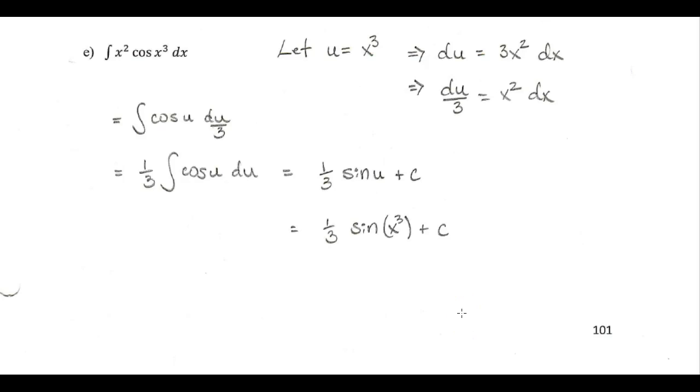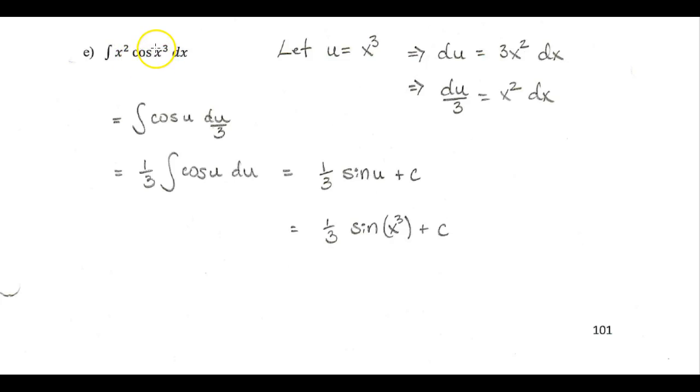Okay, we have finally reached the last part of our last example in Calc 1. This is example 86 in your class notes, and we have the last 4 parts of this example. Starting off with example E. Now we want to integrate x squared times cosine of x cubed.